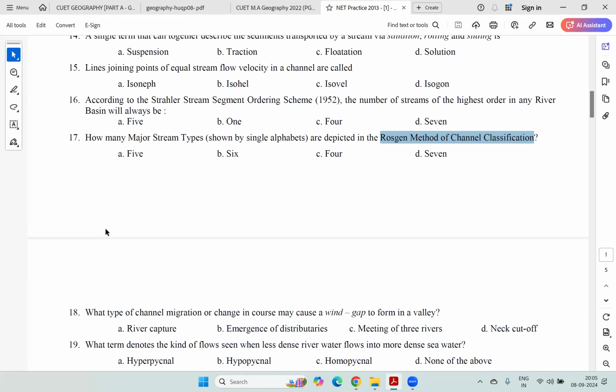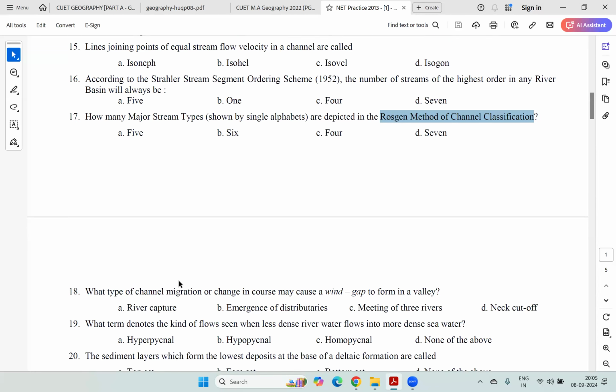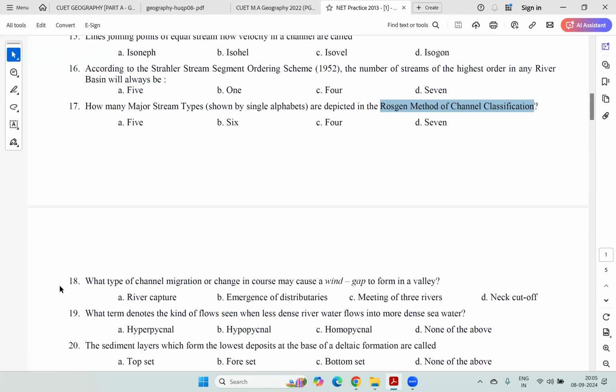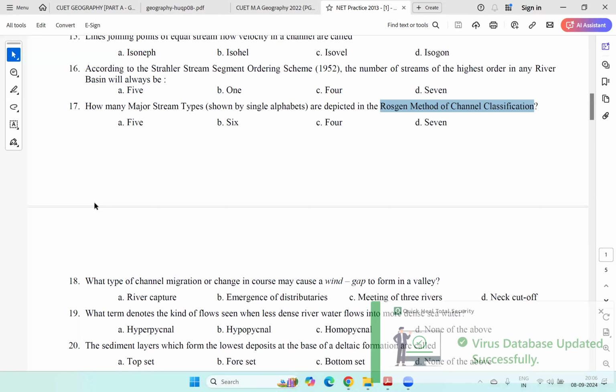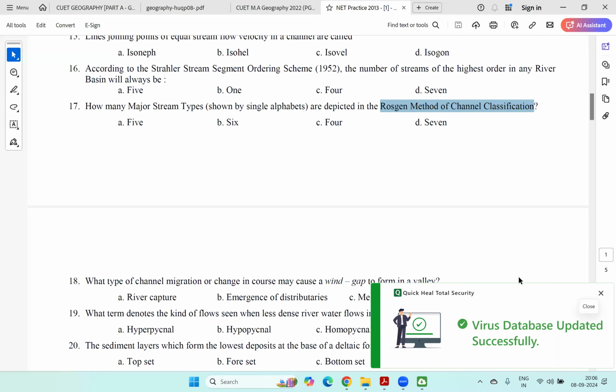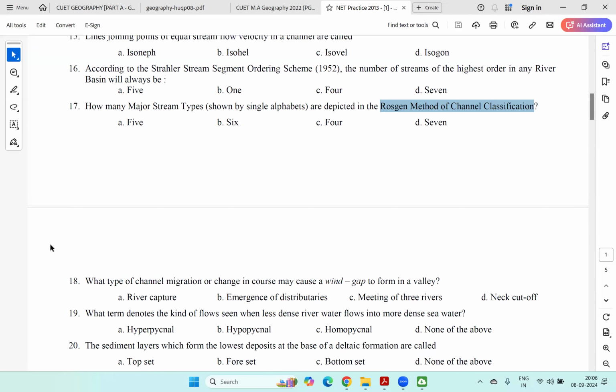Okay, then what kind of flow is seen when a less dense river water flows into more dense seawater? Right? Hyperpycnal, hypopycnal, homopycnal, none of the above. Okay, it's hypopycnal, right? And the last one we'll do is the sediment layers which form the lowest deposits at the base of a delta. What is it called? Topset, foreset, bottomset. Lowest deposits are called bottomset. Okay, so that's pretty easy. Lowest deposits are called bottomset, right?